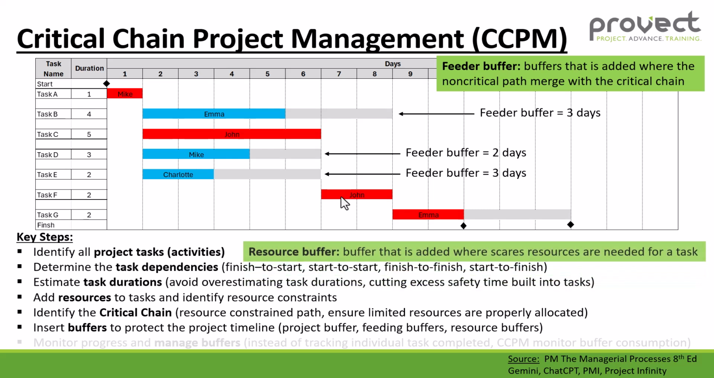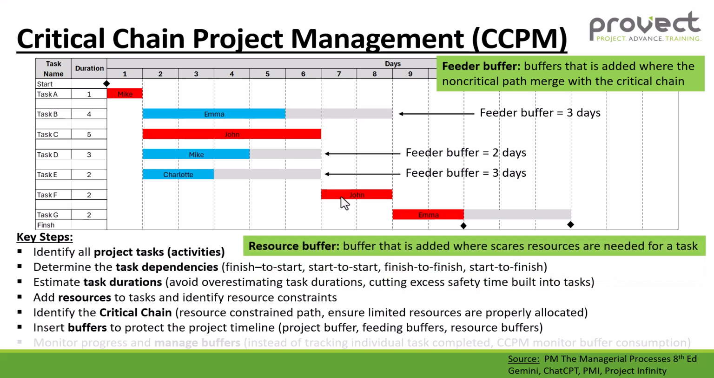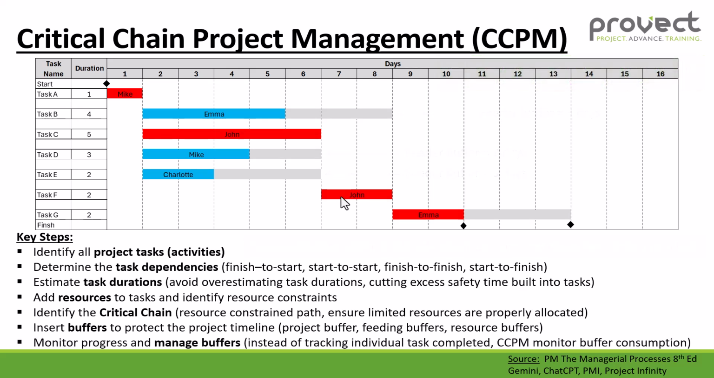And then lastly, our resource buffer, that's a buffer that is added where scarce resources are needed for tasks. And then the last step is we need to monitor progress and manage our buffer. So instead of tracking individual tasks, your critical chain project manager monitors your buffers. So that's your project buffer as well as your feeder buffer and resource buffer.